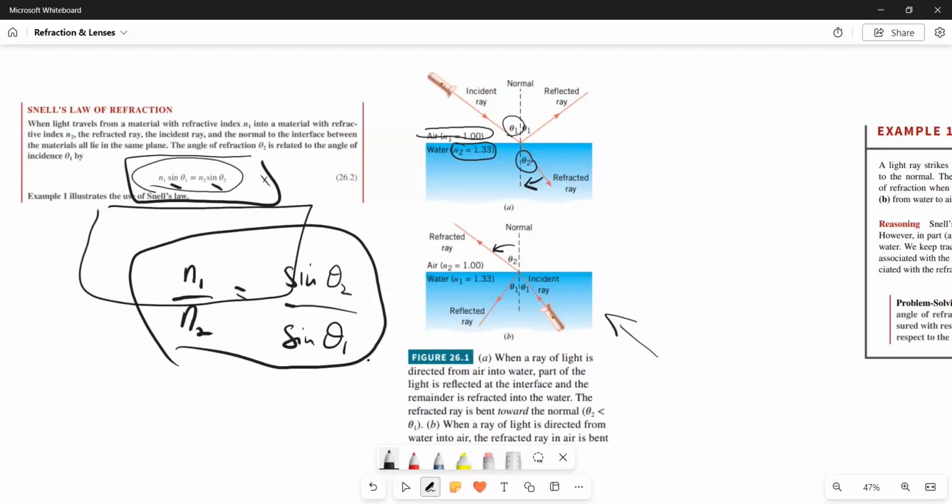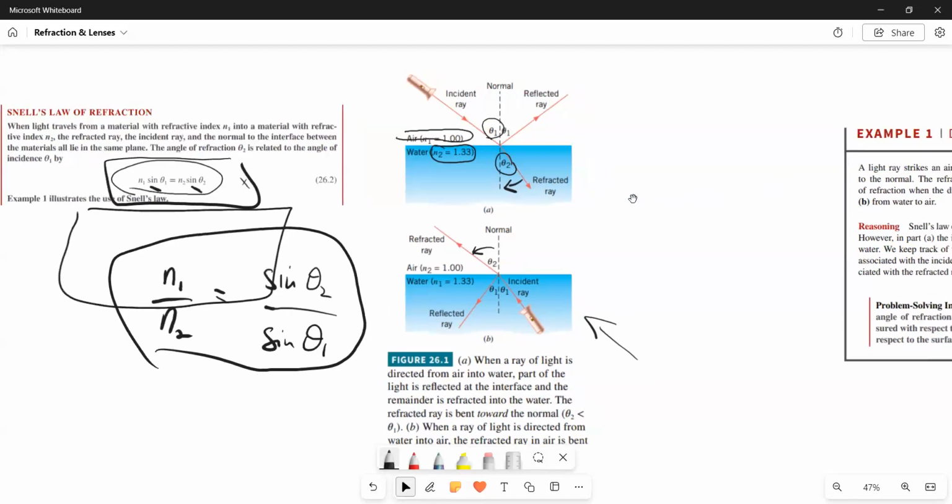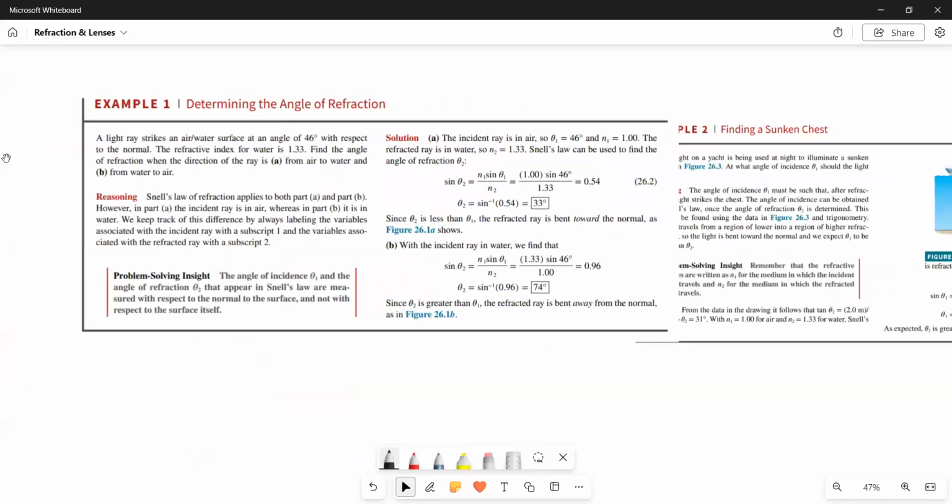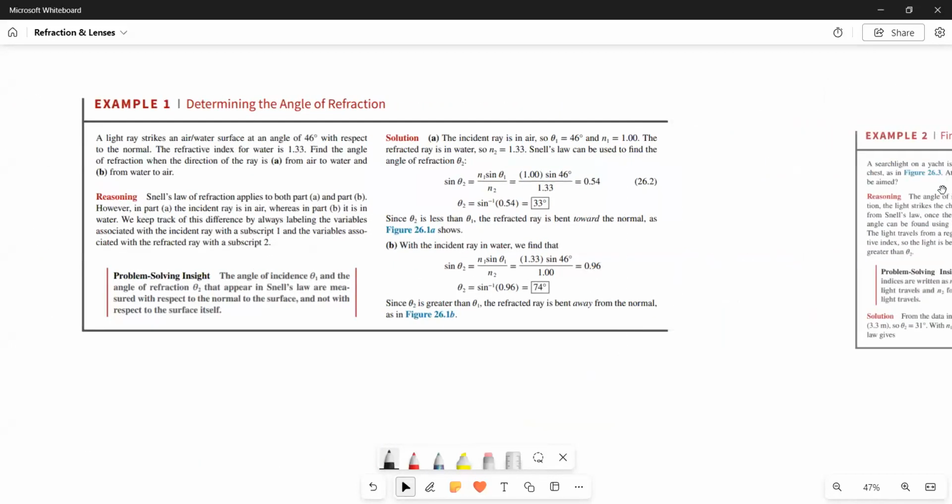So do you follow that little explanation there? Let me know as we go along. I'm hearing people saying nothing.